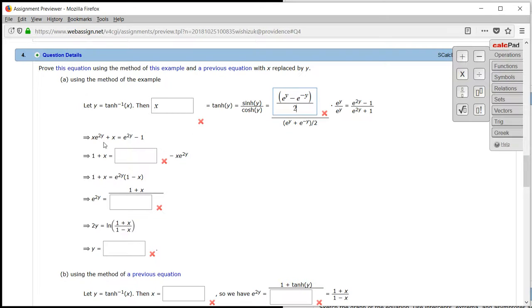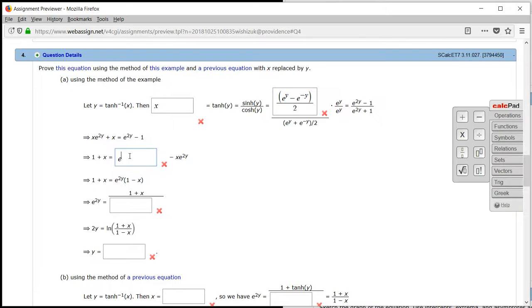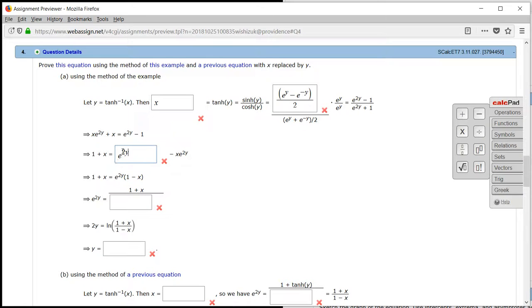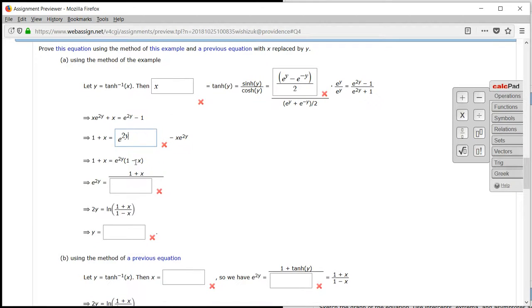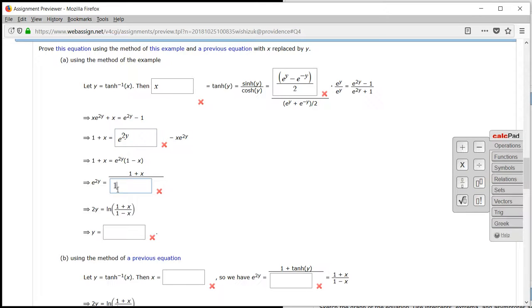Then move things around. Negative 1 goes over to the left, so you have positive 1 plus x. And then this term moves over to the other side, becoming negative x e to the 2y, and you have e to the 2y still there. Since e to the 2y is in common, pull it out, so you have 1 minus x there. Then divide through by 1 minus x to get e to the 2y.